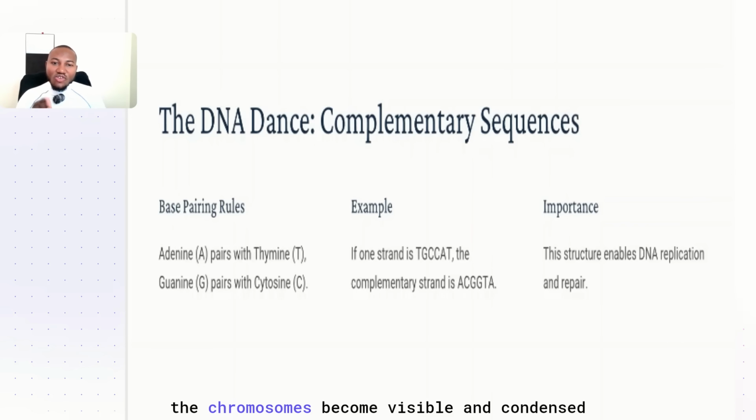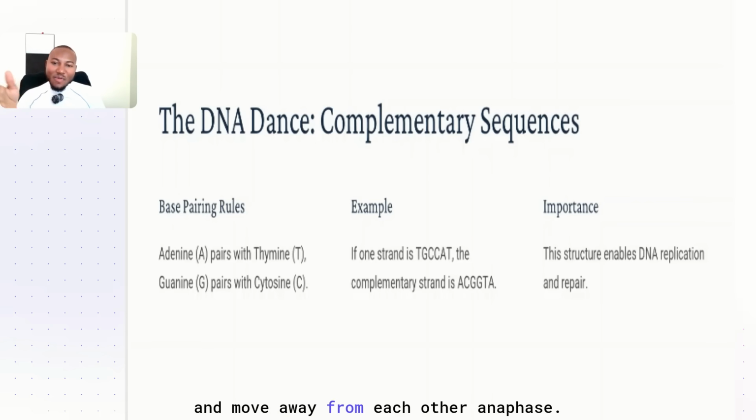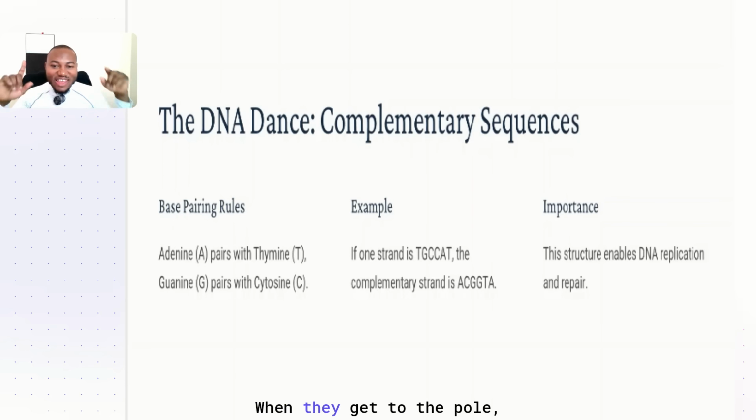During dash, the chromosomes become visible and condensed: prophase. During dash, the double-stranded chromosomes line up along the equator, that's in the middle: metaphase. During dash, the sister chromatids of each chromosome separate and move away from each other: anaphase. In dash, the chromosomes uncoil as the nuclear envelope starts to form: that is telophase. Because when they get to the pole, they do what? They uncoil. When they get to the pole, they decondense. That is telophase. All right?